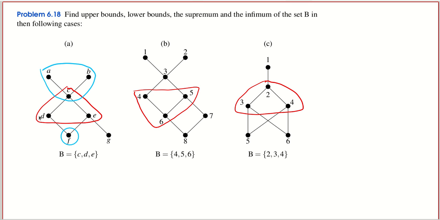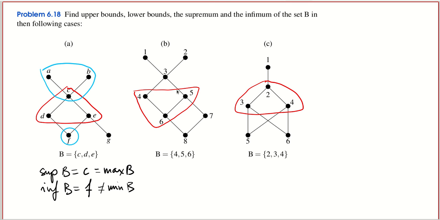Okay. If we have to identify what is the supremum of B, it is C, right? It's the smallest upper bound, which is also a maximum because it's in B. The infimum of B has to be F because that's the only lower bound, but it's not a minimum because it's not in the set, right?